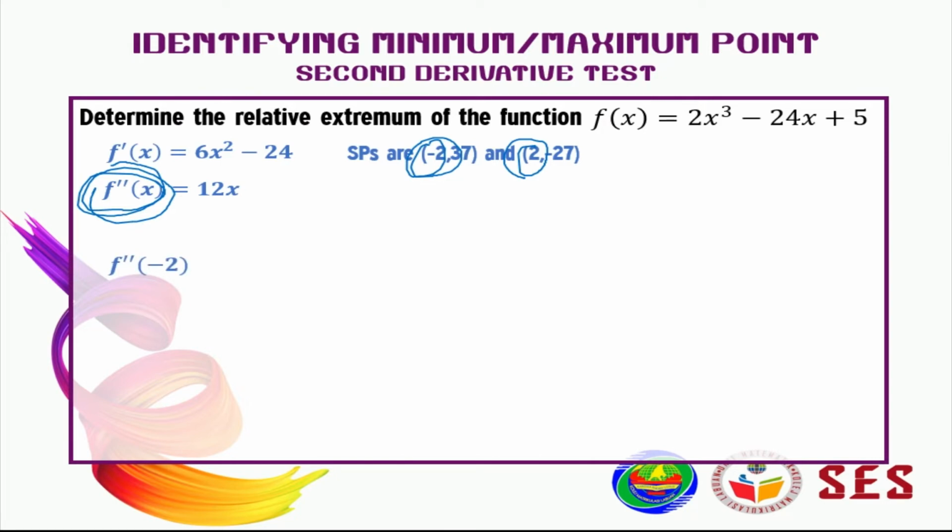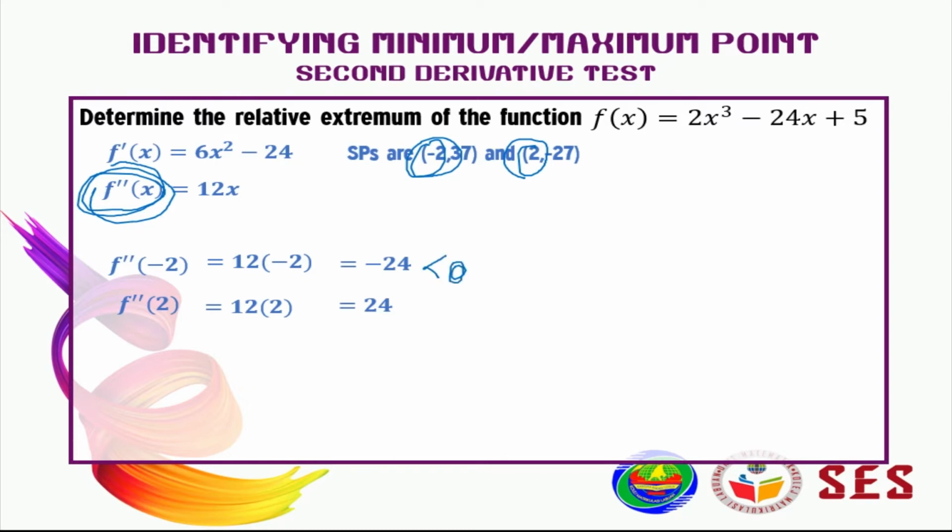Okay, so for f double prime -2, you will have -24. Okay, and then for the second value, f double prime 2, you will have 12 times 2 equal to 24. Okay, so if you take a look at these values, -24 is a negative number, so it's less than 0.